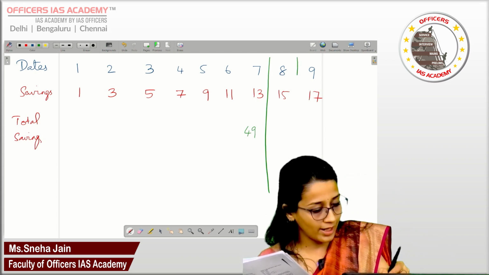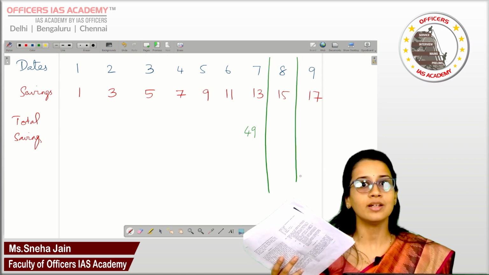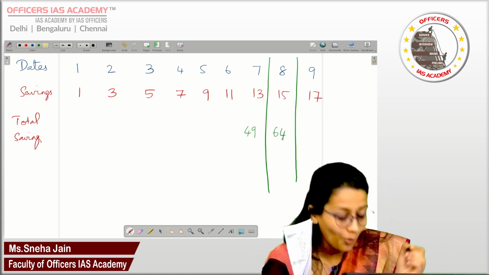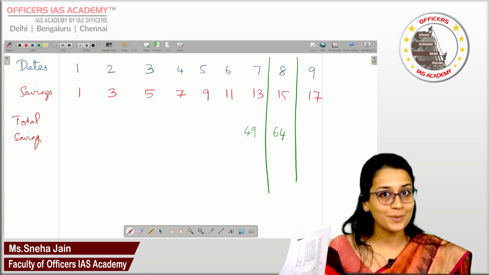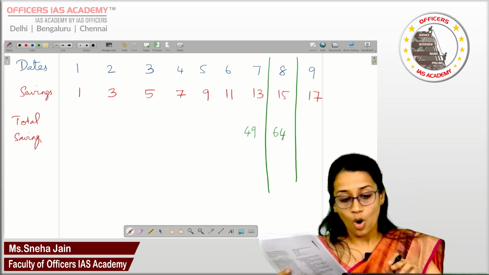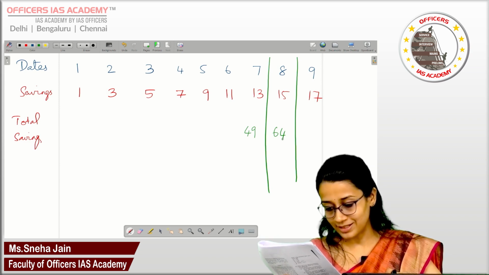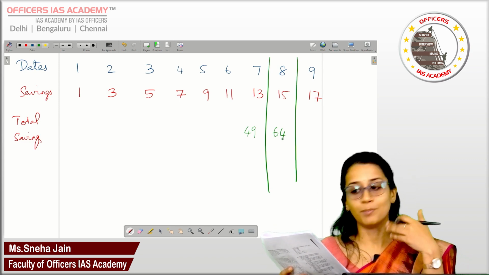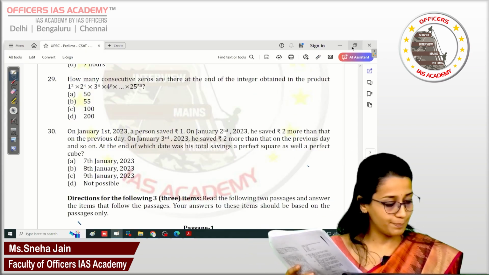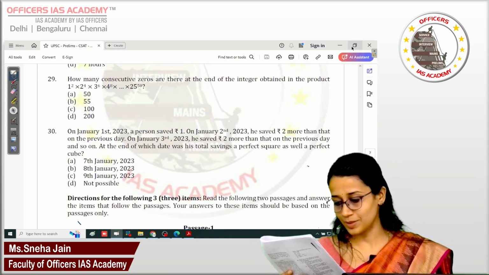Now, I'll go ahead and calculate my total savings on 8th. So this will be 49 plus 15. That is 64. Is this a perfect square? Yes, 8 square. Is this a perfect cube? Yes, 4 cube. So, on the 8th of January 2023, your total savings will be both a perfect square and a perfect cube. So, your answer here is B, 8th of January 2023.